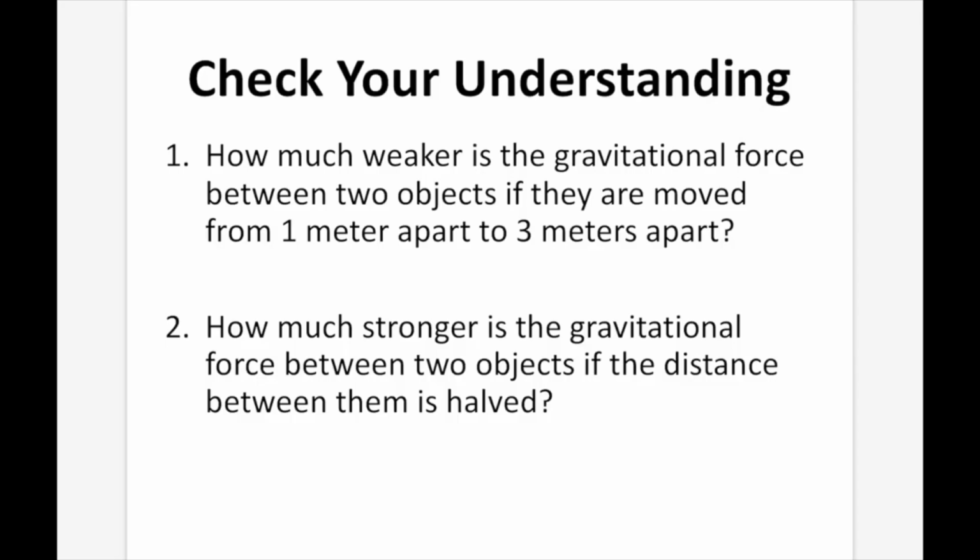So for number 1, how much weaker is the gravitational force between two objects if they are moved from 1 to 3 meters? So what you're doing is you are tripling the distance. So you're going to have 1 over 3 squared, and therefore the gravitational force is going to be 1/9 as strong. Number 2, how much stronger is the gravitational force between two objects if the distance between them is halved? So you are going from 1 to half the distance. So you're going to do 1 over 1/2 squared, which is going to equal 4 times stronger. So if you triple the distance, it's going to be 1/9 as strong, and if you halve the distance, it's going to be 4 times as strong.